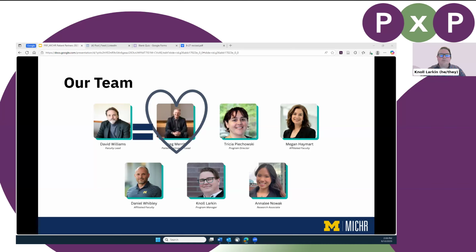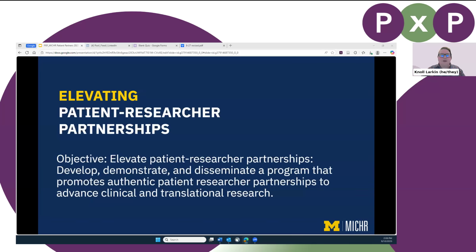So in our program, we wanted to make sure that we had patient leadership. So we have our faculty member, Dr. Dave Williams, and co-led by Greg Merritt. So what are we trying to do? We're trying to elevate patient researcher partnerships, developing and disseminating a program that promotes authentic partnerships to advance clinical and translational research. We know research teams want to work with patient partners, but they often lack training, research knowledge, or structures to really do this effectively.